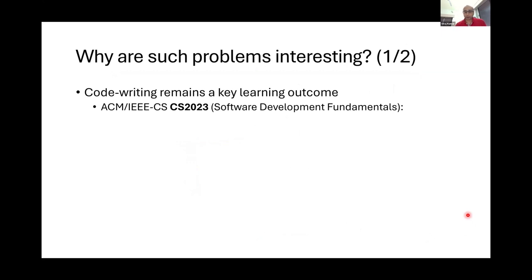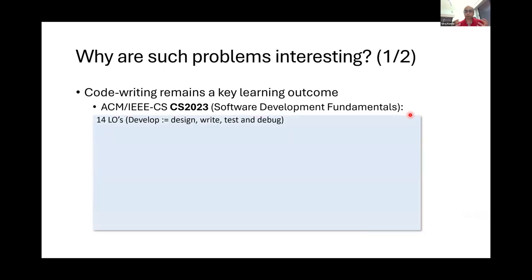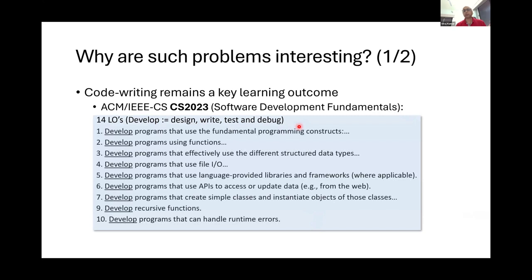So with those caveats out of the way, let me talk a little bit about why I think such problems are interesting. I hope I'm more or less preaching to the converted here, but again, just for completeness. The current ACM IEEE curriculum does reiterate the previous curriculum's stress on code writing as an important learning outcome. They use this broader term, code development, which consists of these four components. And you will see that in the learning outcomes, lots of them focus on getting students to develop programs, and therefore writing, of course, is an important component to that.